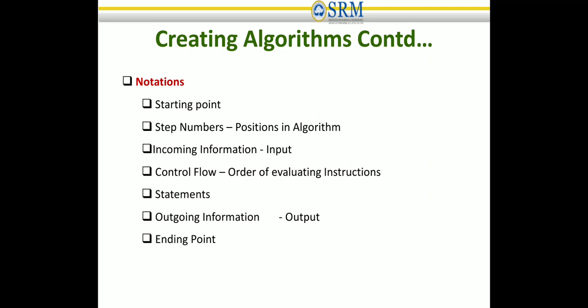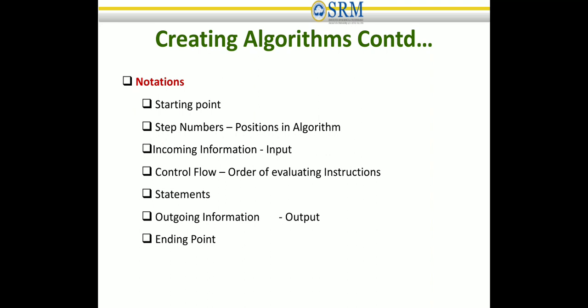Incoming information, that is the data you want to process with the algorithm. That is called input or incoming information. Control flow, or order of evaluating the instructions. In which order do you have to evaluate? Basically, in the mathematical perspective, there are operator precedences. That is one of the examples we can say for the order of evaluating the instructions.